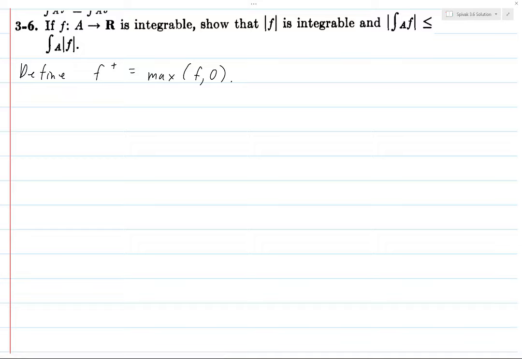So it probably would have been nice to have a hint to look at this, because if you don't know to do this, how do you come up with this? I guess you could come up with it on your own, but it'd be tricky. And the only reason I thought to do it was because this is a standard thing that you do when you learn about Lebesgue integration, which is integration using measure theory. So if you don't have that exposure, then you might not know to do this. But anyway, we define f plus to be this.